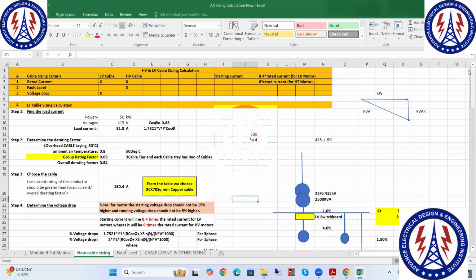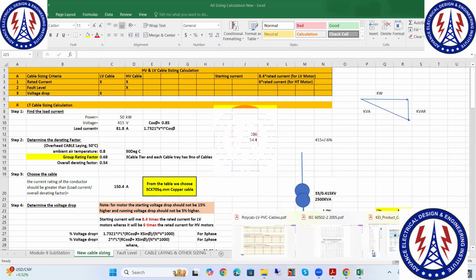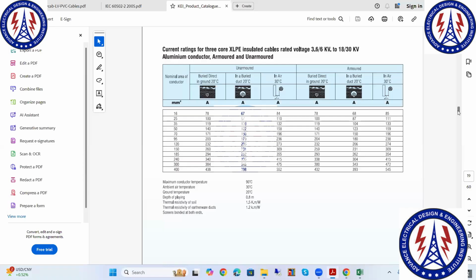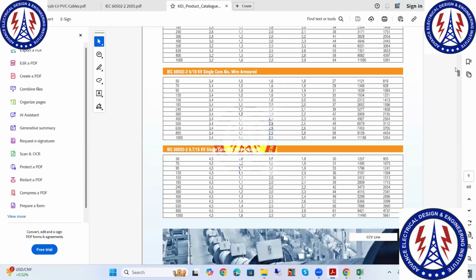Now, I'm coming to the sizing part. Is there any semiconductor in the HT cable? Semiconductor layer, yes. Why is it required? Let me come to that point.